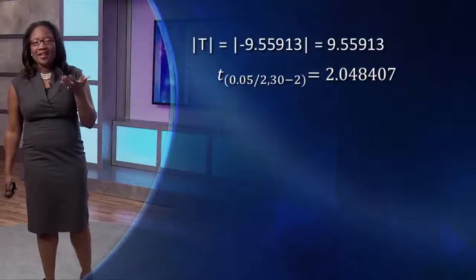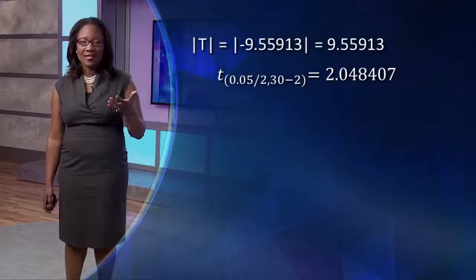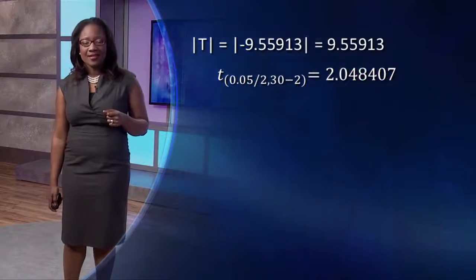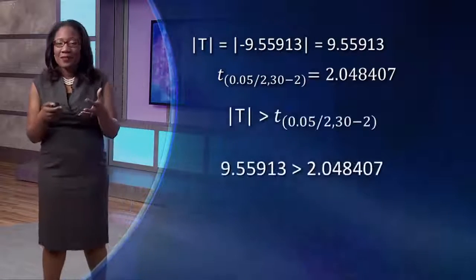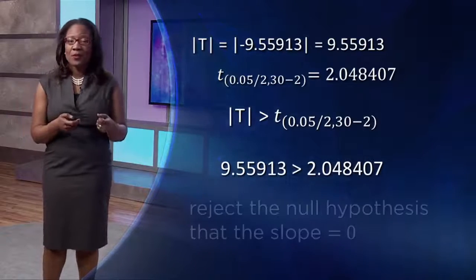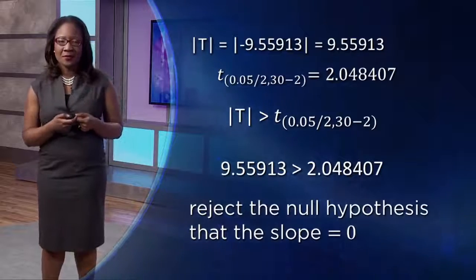So we'd compare the absolute value of that t-test statistic to that quantile of the t distribution that we calculated, 2.048. And notice, since our absolute value of t is greater than our critical value, we reject the null hypothesis that the slope is equal to 0.